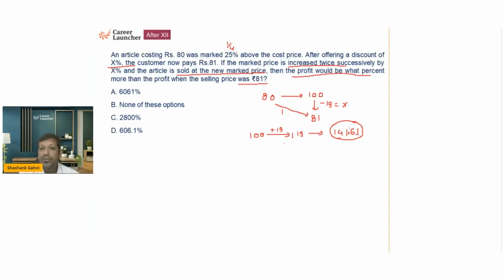That is 141.61 minus 80, that is 61.61. Now the question is saying 61.61 is what percent more than 1? So 61.61 minus 1, divided by 1, into 100. That comes out to be 60.61 into 100, and that is going to be 6061%, and that's going to be option A. This is pretty simple.